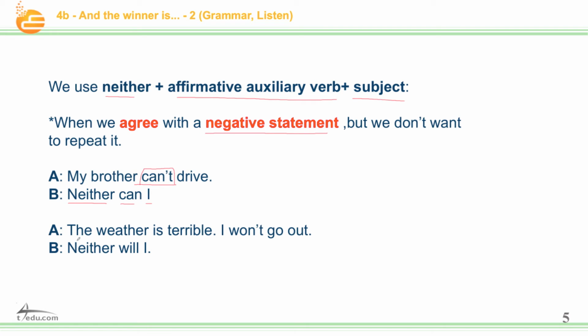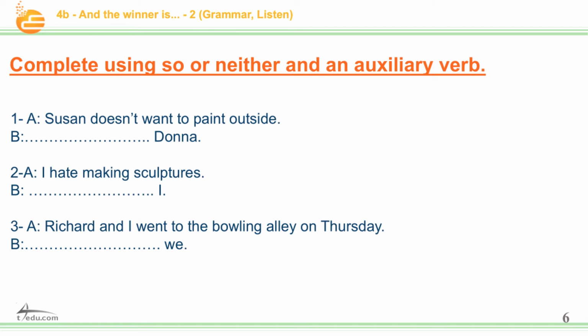Another example. The weather is terrible. A: I won't go out. B: Neither will I. Neither, affirmative auxiliary verb, then the subject, I. Now let's do some exercises, everybody.